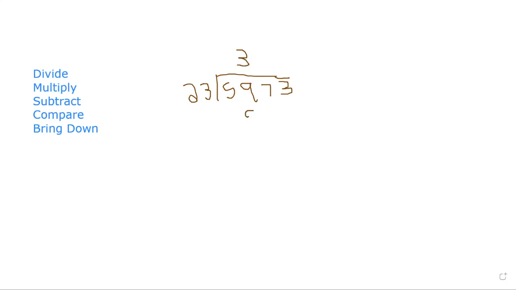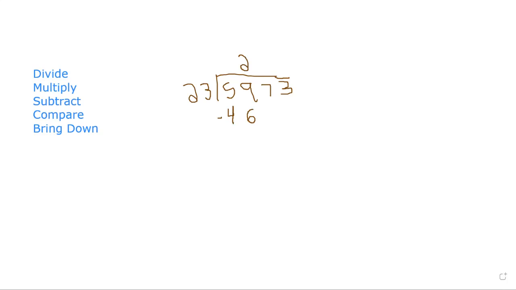3 times 3 is 9. 3 times 2 is 6. I suddenly have a digit here that is a bit larger than the numbers being subtracted. At that point, I need to adjust my quotient. So let's get my eraser. And we had a 3. So let's go ahead and try a 2 because this was too large. 3 was too big. Let's go 2. 2 times 3 is 6. And 2 times 2 is 4.